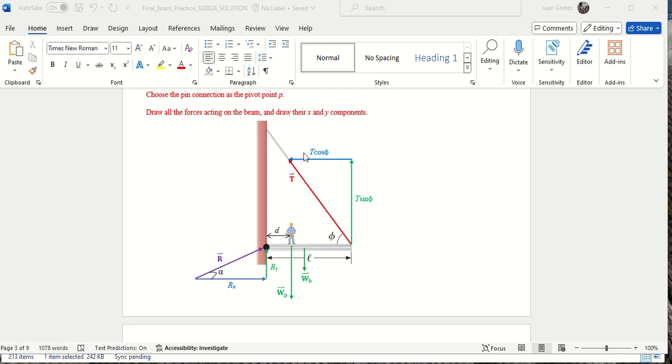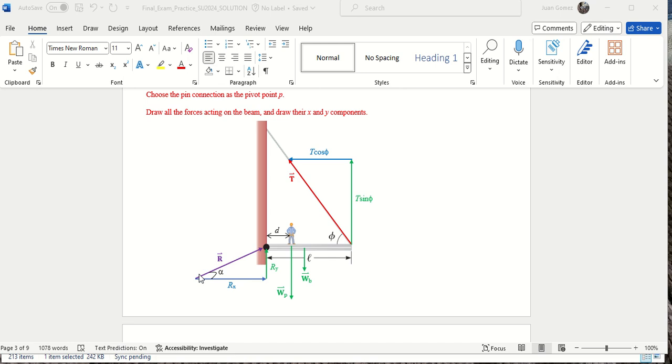T has an x component and a y component, nothing complicated. The x component is T cosine phi. The y component is T sine phi. Notice T cosine phi is in the negative x direction. Okay, now let's go to the weight of the beam itself. Remember, it's a uniform beam, so we know the weight acts at the exact center of the beam, WB, at a distance of L over 2 from the pivot. Now, the weight of the person, WP. We know the person is at a distance D from the pivot.